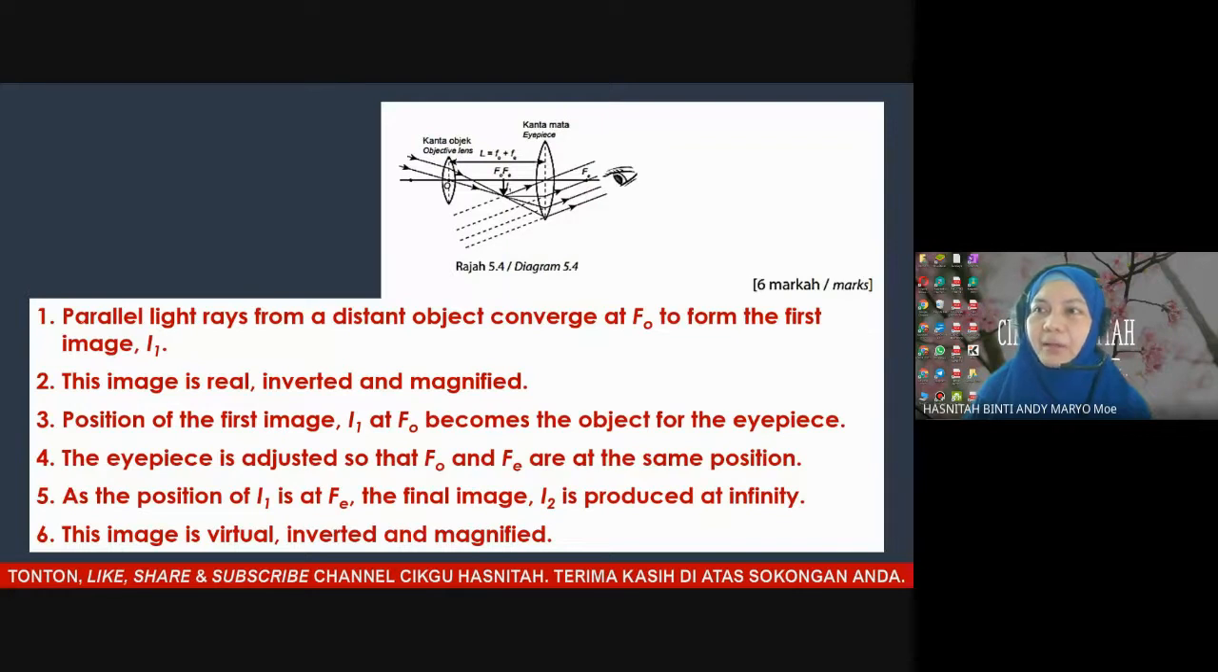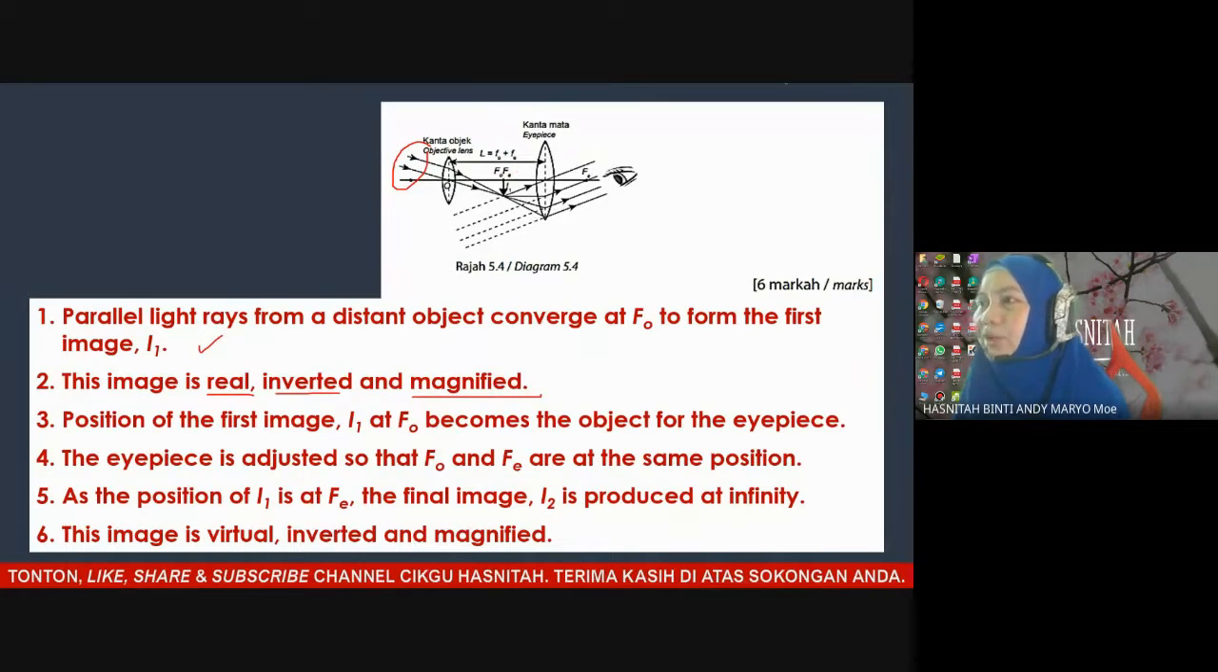First, you can talk parallel light ray from a distant object. This one converge at FO. Dia converge di sini. Converge at FO to form the first image. Okay, this is 1 mark. And you can talk about the characteristic of the image. The first image is real, inverted, and magnified. Okay, then position of the first image become the object for the eyepiece.